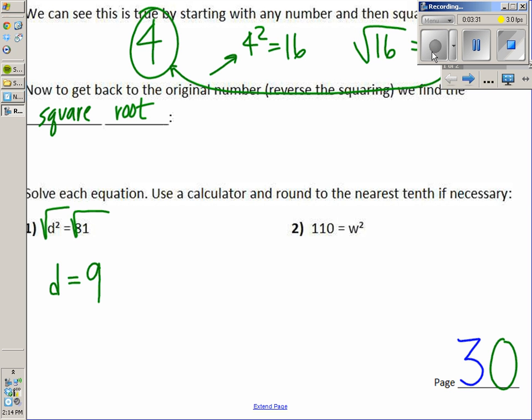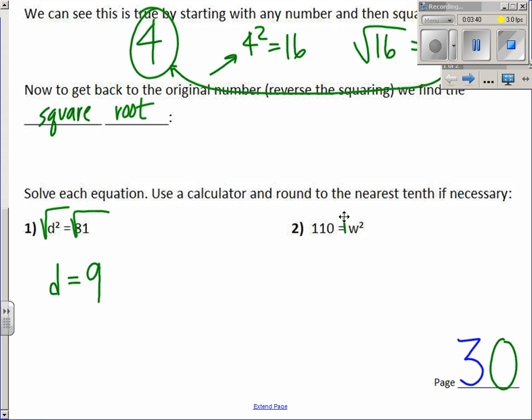All right, going on to example 2, we have 110 equals w squared. So a number squared gives us 110. To figure that out, we would take the square root of each side. That frees up the w, and the square root of 110 rounds to 10.5, or 10 and 5/10.